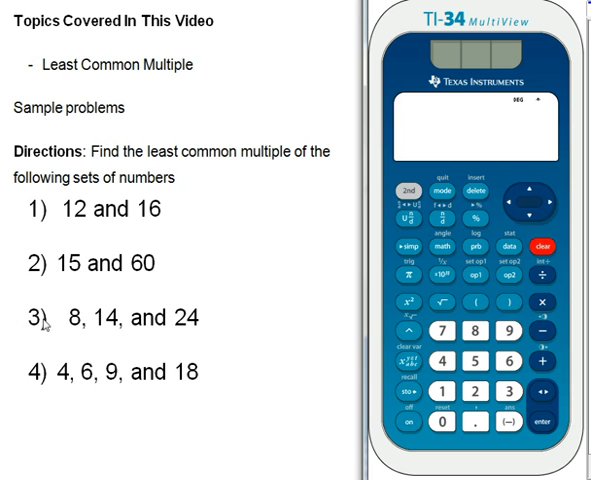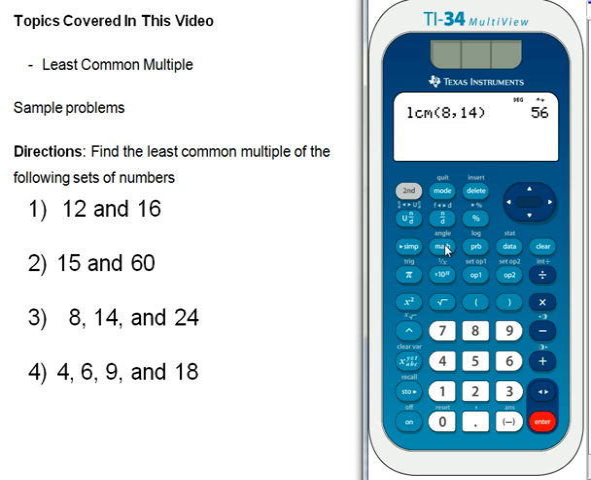Now in number 3, we want the least common multiple of 3 numbers. The way we do this with the TI-34 is we're going to find the least common multiple of the first 2, and then we're going to use that answer and our third number to find the least common multiple of all 3. So math, option 1 for least common multiple, 8, second, decimal point, 14. Then you close it with a parenthesis and press enter. So the least common multiple of 8 and 14 is 56.